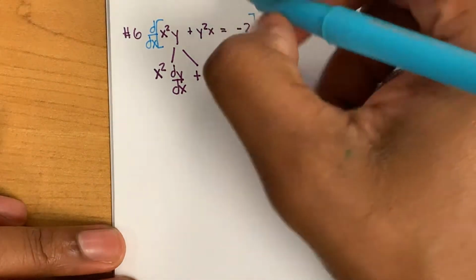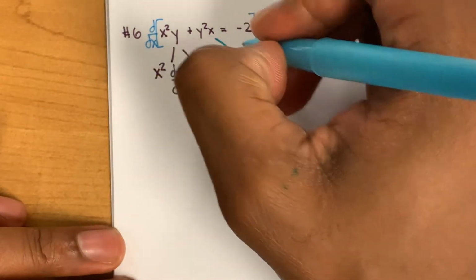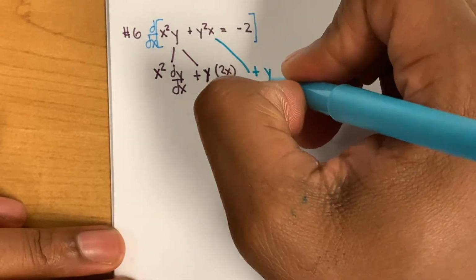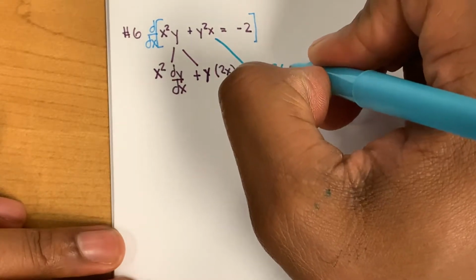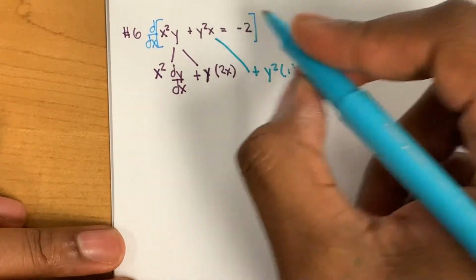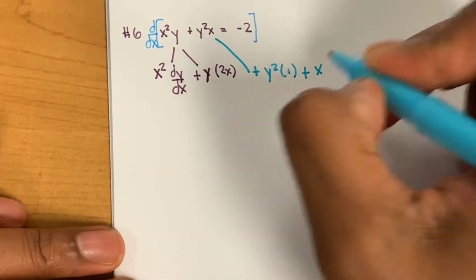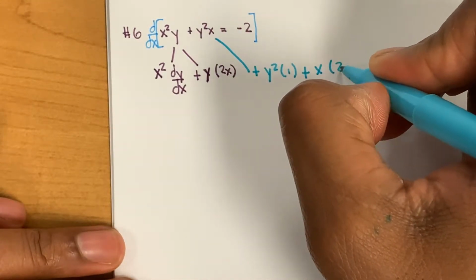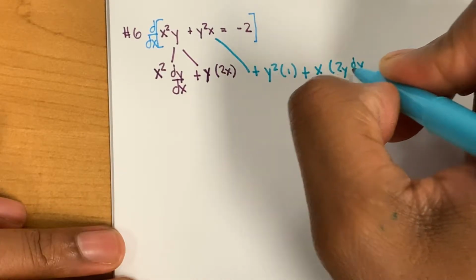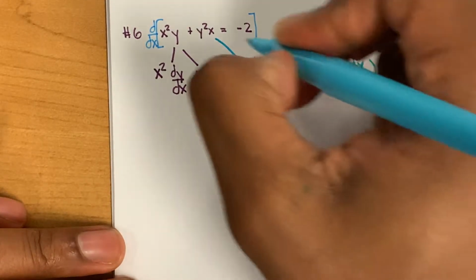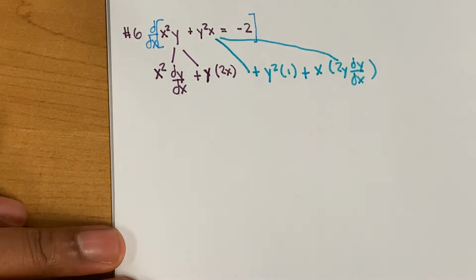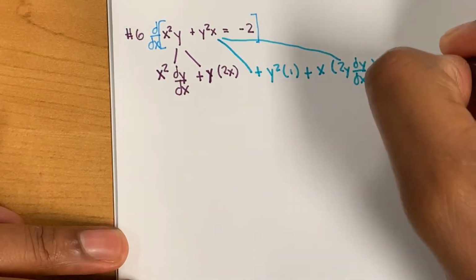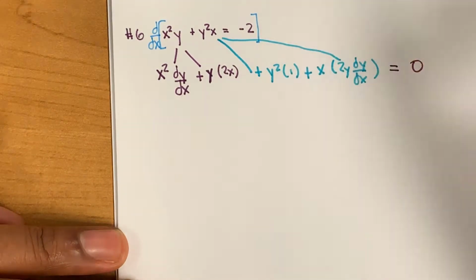And then when we do the derivative of y squared x, we're going to have plus another, so y squared times the derivative of x, which is 1, plus x times the derivative of y squared, which is 2y dy over dx. So these two terms come from the y squared x term, and this would just equal the derivative of negative 2, which is 0.